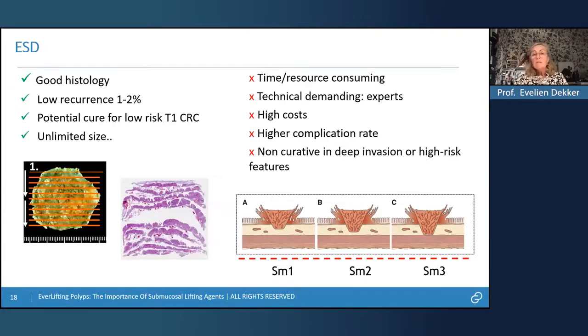So on the other hand, the disadvantages are the time- and resource-consuming aspects of the ESD, the high technical aspects demanding experts for that, high costs, higher complication rates, and it's non-curative in case of deep invasion. Well, what is deep? Deeper than SM3 then, I think, or high-risk features.